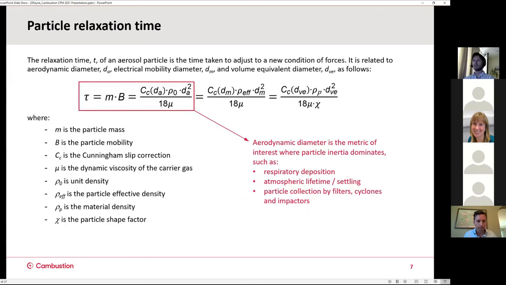So here's the definition of the relaxation time, the product of the particle mass and mobility. It's also defined here in terms of a few relevant equivalent diameters: aerodynamic, electrical mobility and volume equivalent. Aerodynamic diameter is the metric of interest where particle inertia dominates, such as respiratory deposition, atmospheric lifetime and settling, and particle collection by filters, cyclones, and impactors.